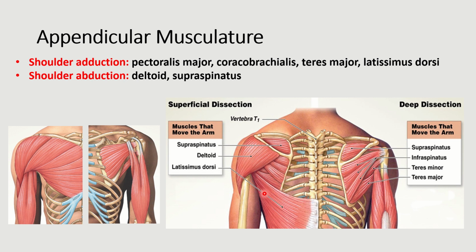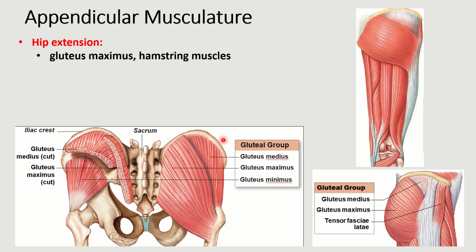And shoulder abduction, so moving the arm away from midline. And again, this is the deltoid and the supraspinatus muscle. Supraspinatus is located posteriorly. So this is the supraspinous fossa of the scapula. Hip is also important.